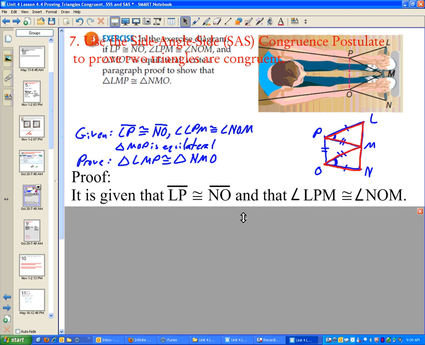It is given that segment LP is congruent to segment NO, and that angle LPM is congruent to angle NOM. So instead of stating the two things and then putting a reason given, I just wrote it as a sentence. It still has a statement and a reason, doesn't it? So we never get away from statements and reasons, even when we write sentences.